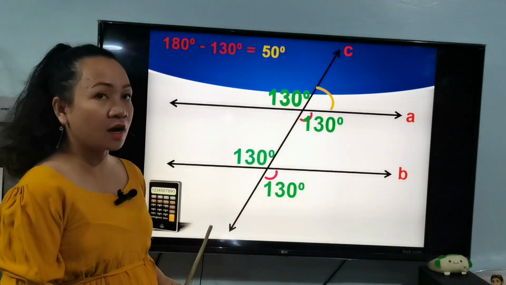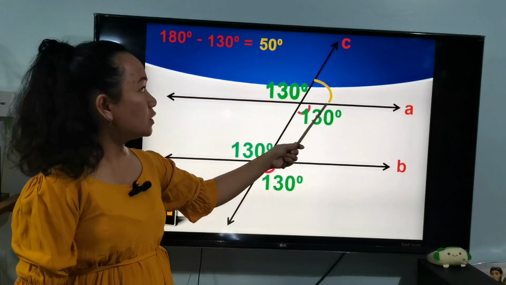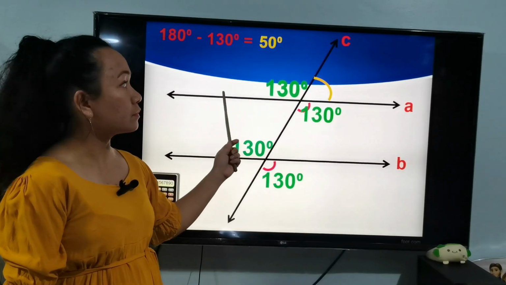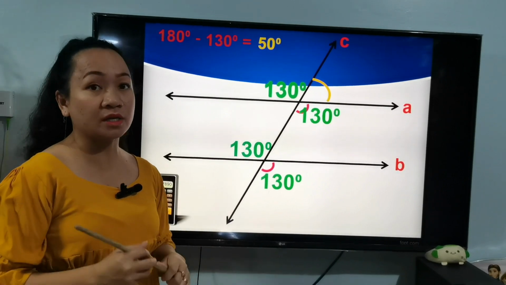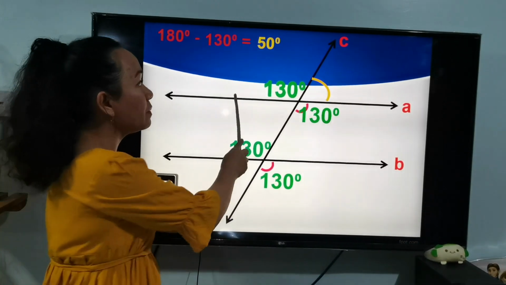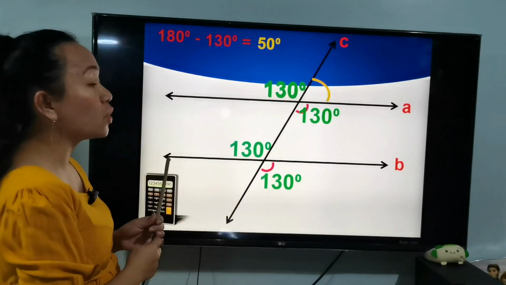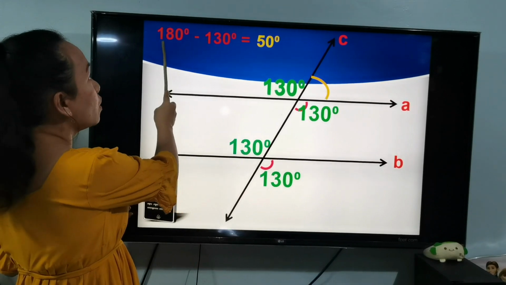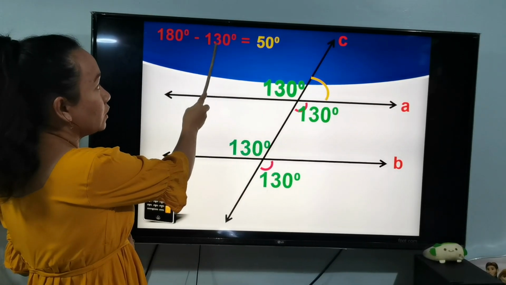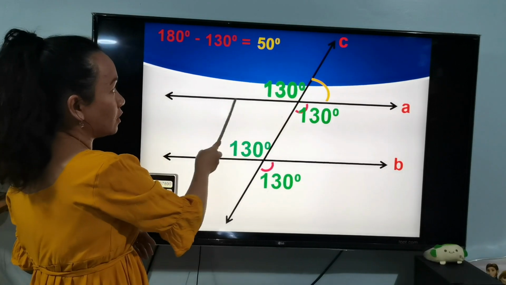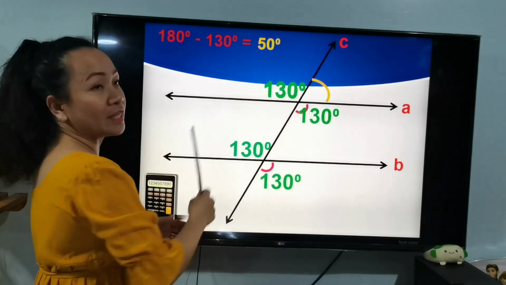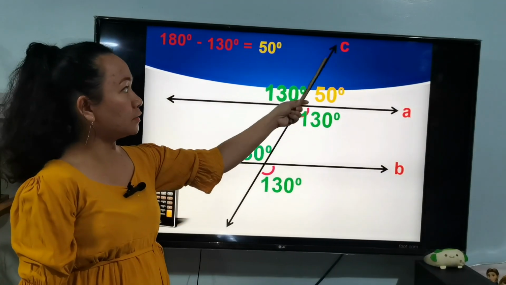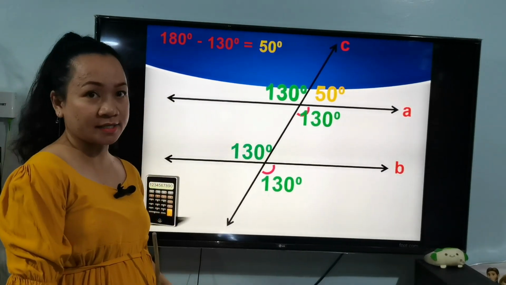So let's find first this angle. Since this is a linear pair, meaning to say they are supplementary angles, the measures is always 180 degrees. So what we are going to do is subtract 180 degrees minus 130 degrees. So we have 50 degrees, meaning to say this angle is 50 degrees.